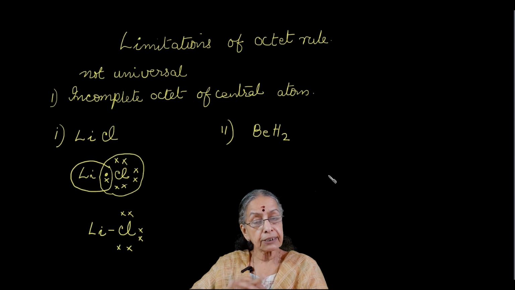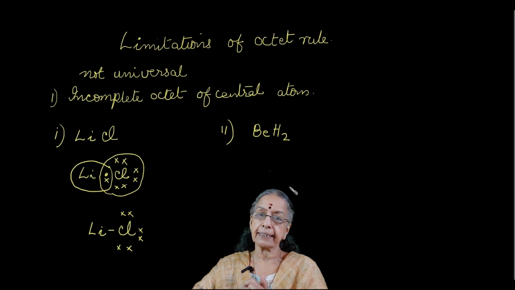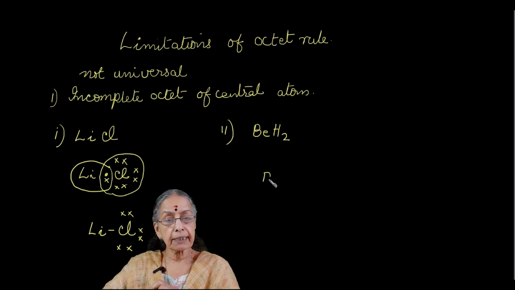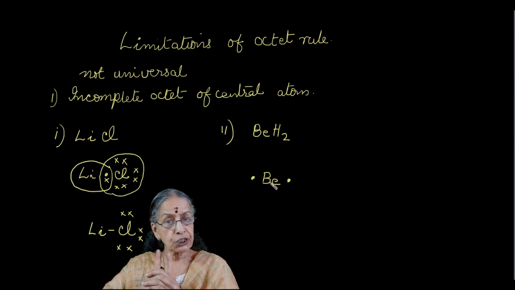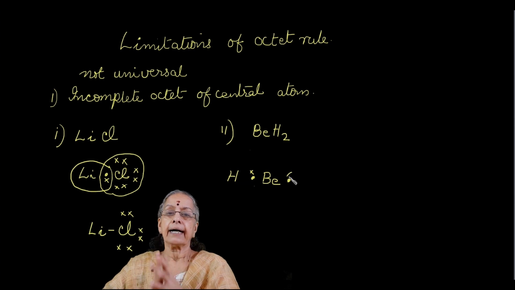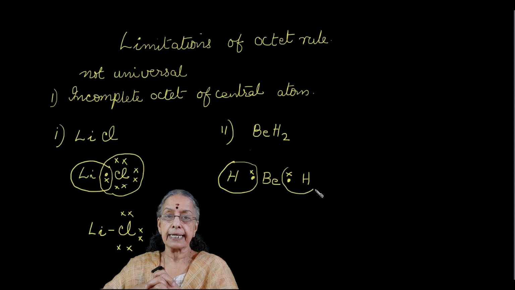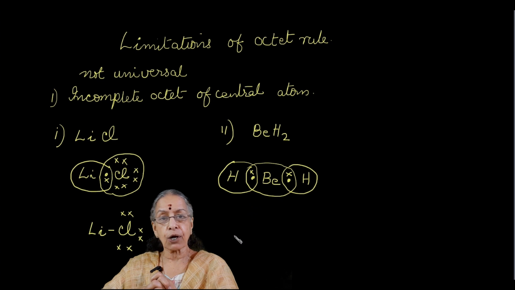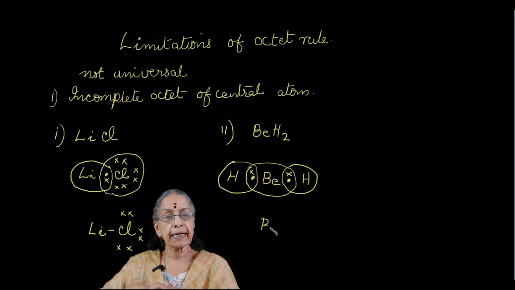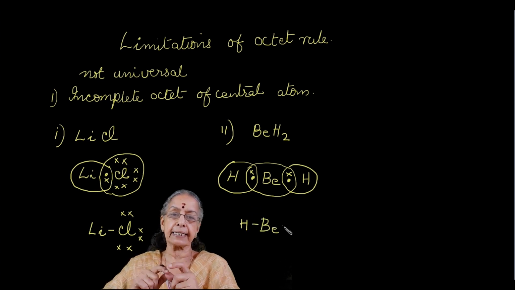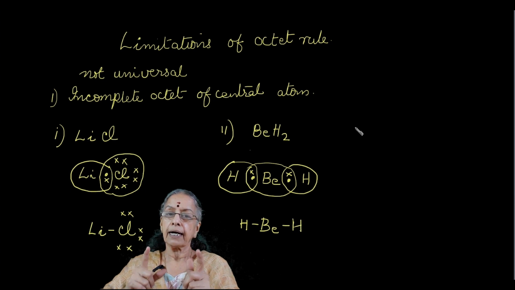BeH2. The central atom is beryllium because its electronegativity is less than that of hydrogen. Its atomic number is 4 and it has 2 electrons in its outermost shell. It is shared with 1 electron each of the 2 hydrogen atoms. So here you can note that there are only 4 electrons in the outermost shell of beryllium. So the octet is not satisfied. The molecule can be represented as hydrogen, single bond, beryllium, single bond, hydrogen.